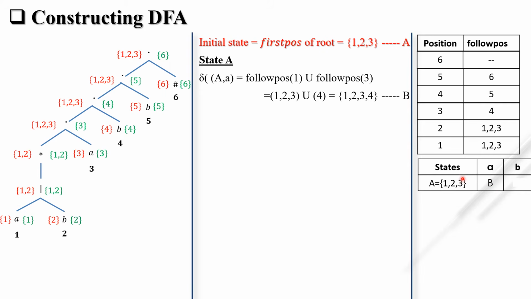Now we have to find A of B. So what is our B? Is 1 labeled as A? No. Is 2 labeled as A? Yes. So what is the follow position of 2? We have to write here: A of B equal to follow position of 2. 3 is labeled with A, but we are not considering it because we are finding A of B. So only the follow position of 2 is the answer of A of B. It is the same as A. That's why we label it as A. So what is the answer here? A. Next we have to find B of A and B of B.